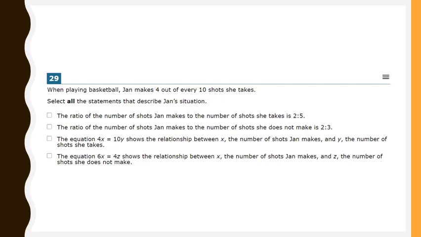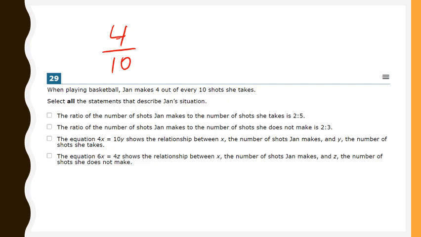Number 29 gives us a ratio problem. It says when playing basketball, Jan makes 4 out of every 10 shots she takes. So first thing I'm going to do is rewrite this as a ratio, so 4 out of 10. It says to select all the statements that describe Jan's situation.